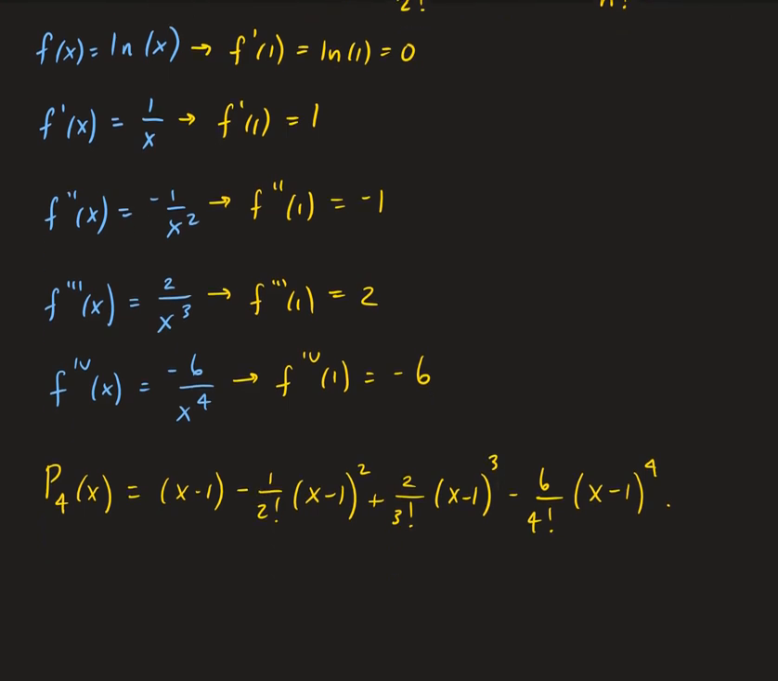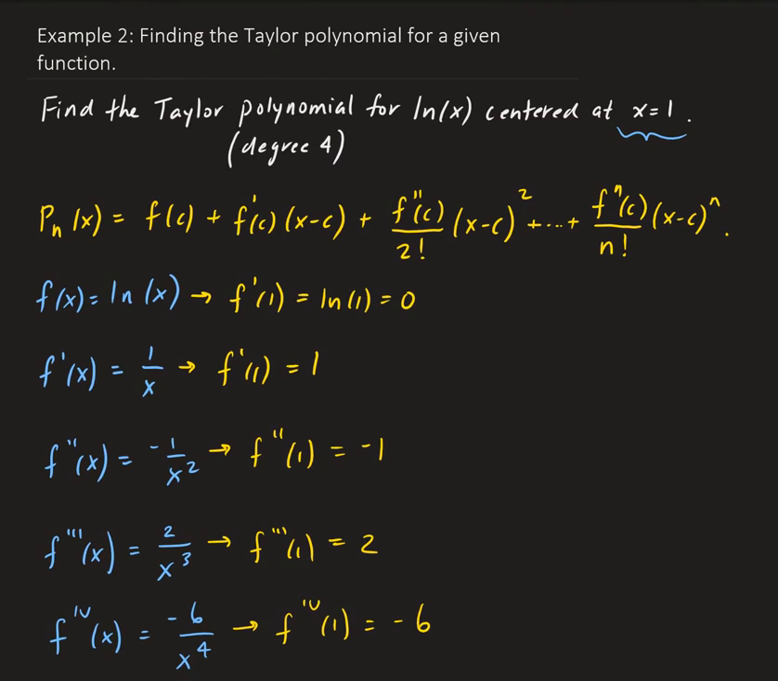All right, so simplifying this, we get x minus 1 minus 1 half x minus 1 squared. Then 2 over 3 factorial, that is 2 over 6, which reduces to 1 third. And then 6 over 4 factorial, that's 6 over 24, so that leaves us with 1 fourth. All right, so that is our fourth degree Taylor polynomial for natural log x centered at x equals 1.